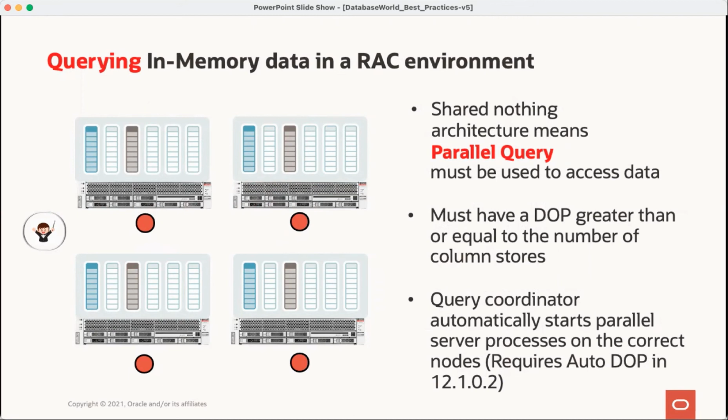And then you can set that either with auto DOP, which would be the Oracle recommended way, or you could set a manual DOP level, either at the table level or perhaps at the SQL level. And so the idea here is just that since we're using parallel query, we need to be able to access the data on each of the 4 nodes in our example here.